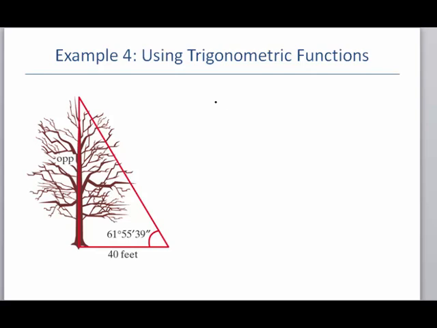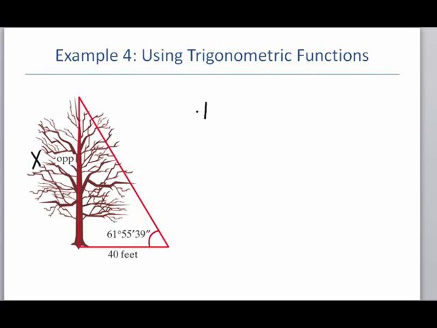Okay, so let's go ahead and set this up. So notice that we're looking for the height of the tree. So I am going to call this X. This is what we're trying to find. And notice that we also have the bottom side of the triangle. So in relation to this angle, we have the opposite side and we have the adjacent side. So which of your trig functions uses opposite and adjacent?